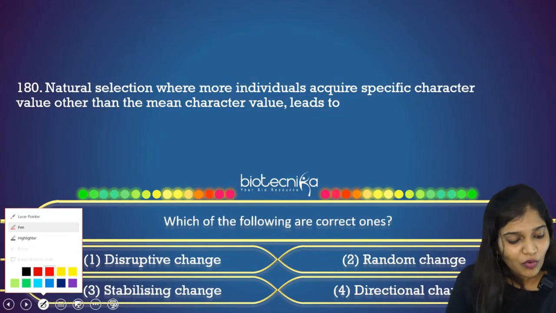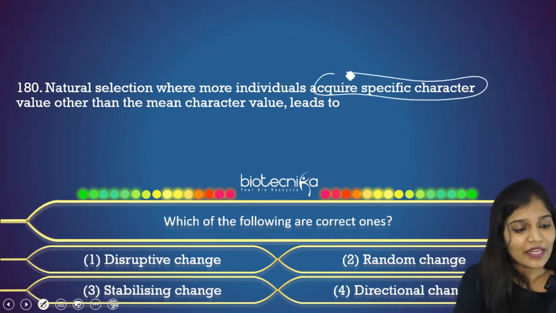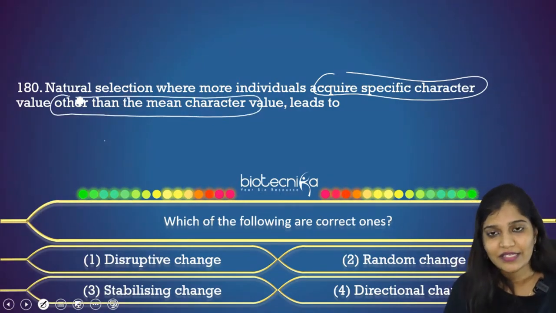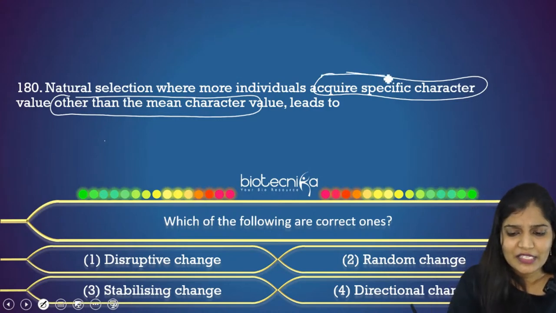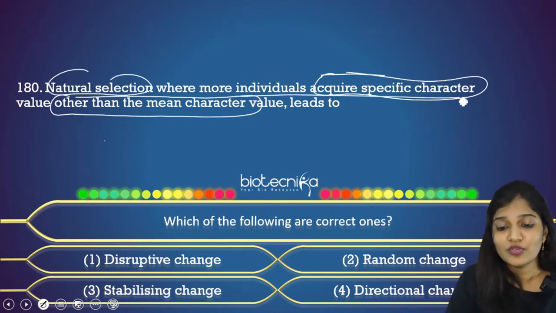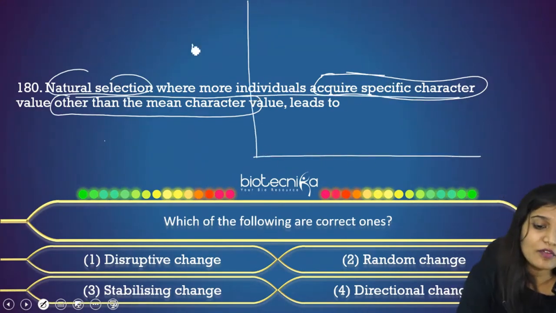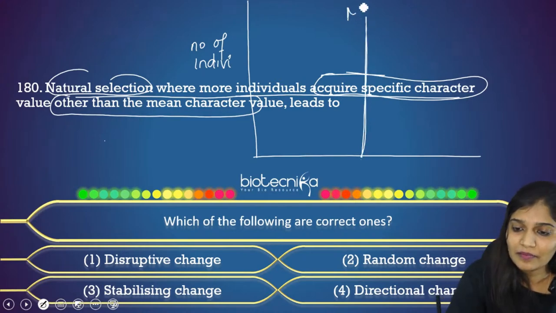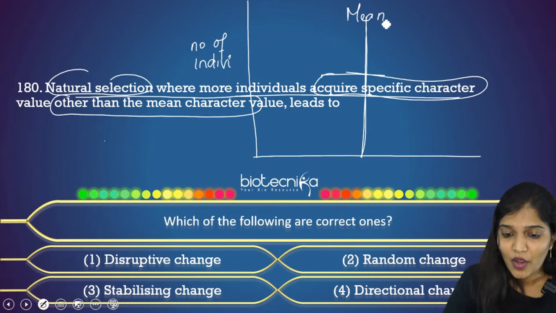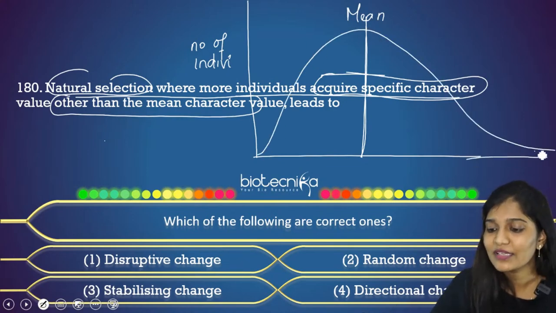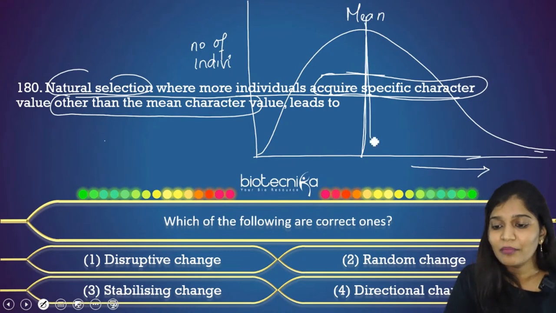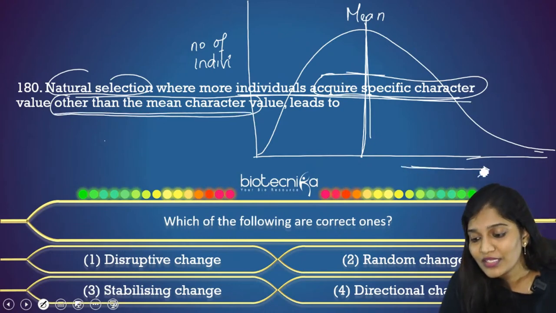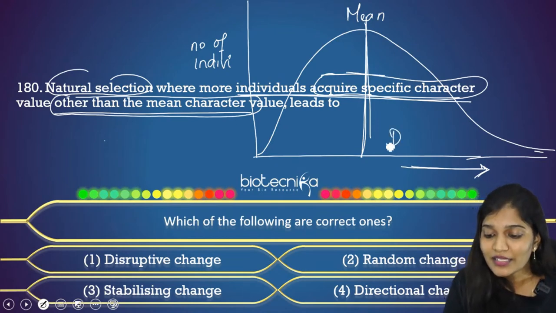Natural selection, where more individuals acquire specific character value other than the mean value. Okay, this is a very easy one, which is disruptive, stabilizing, and directional. The answer is very simple. Natural selection, where more individuals... let me make this the number of individuals. How many individuals are actually present? And let me make this central point the mean. They are telling us that in natural selection, more individuals acquire characters, which means the curve goes to the right, more than the mean value. This is directional. It goes to the right. So the answer is directional.